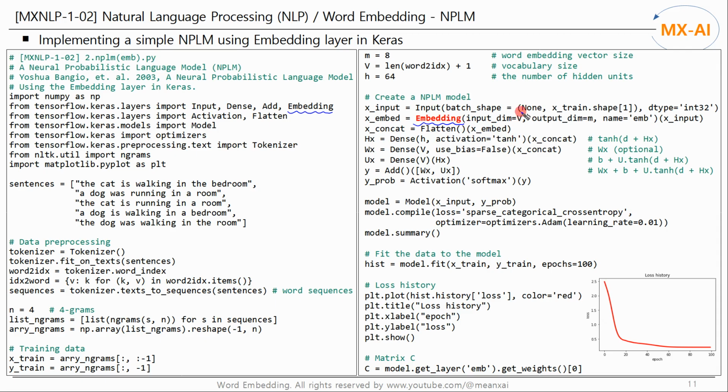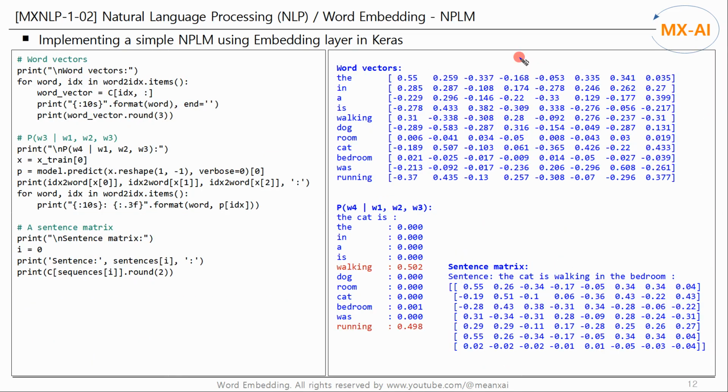The input dimension is the vocabulary size, which in our case is 12. The output dimension is the embedding size, which in our case is 8. Using this layer, we can get the word vectors in the same way as we did previously. The rest is the same as the previous code. The results are as follows. This will give you similar results to the previous code.